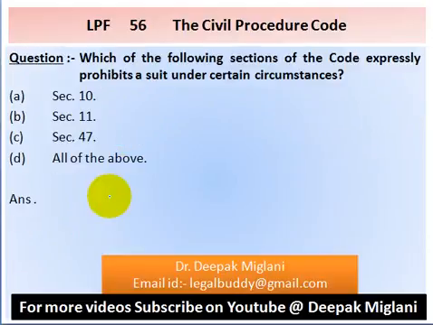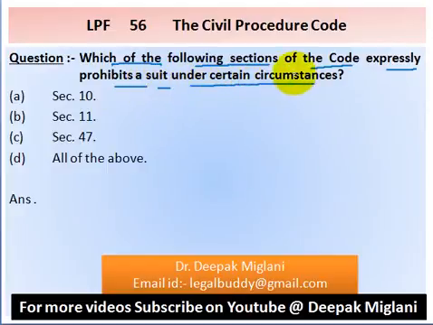Question number 56. Which of the following sections of the Civil Procedure Code expressly prohibits a suit under certain circumstances? Answer is option B. B is the answer.